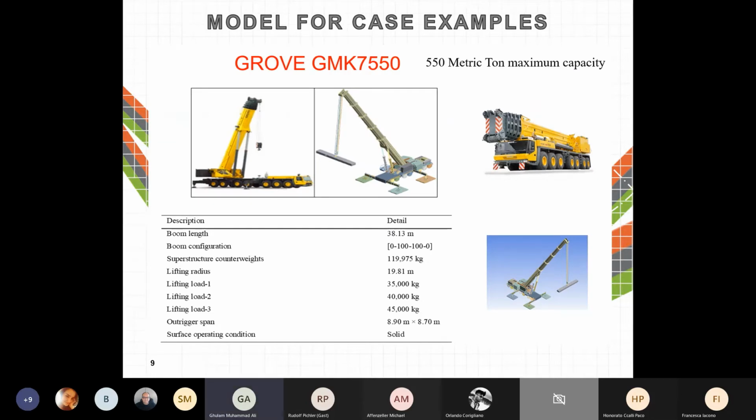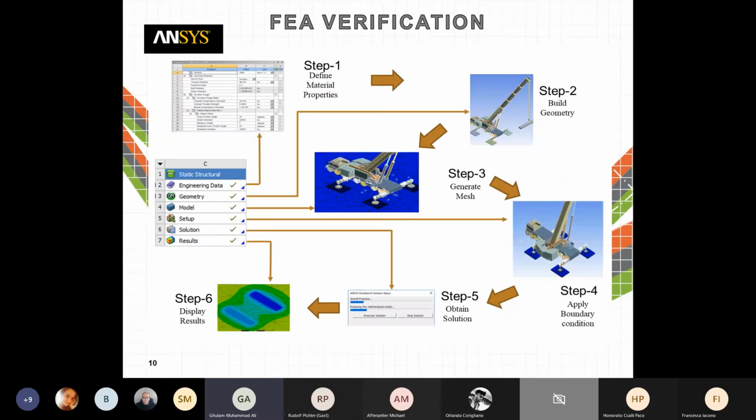For the case examples, we took a crane, GMK 7550, and we did the manual calculations. We took the values from the traditional way, and further we built a model in FEA using ANSYS to verify how accurate we are in getting the results from our new method. For FEA, it's very simple. You just build a geometry, then generate mesh, apply boundary conditions, obtain solutions, and display results.